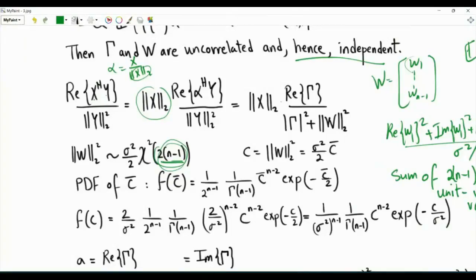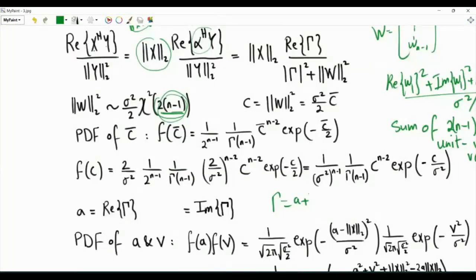The quantity of interest that appears in the mean squared error is the real part of alpha Hermitian y, that's gamma, so the real part of gamma, and in the denominator we have the magnitude of gamma squared plus the L2 norm of vector W squared. Suppose that gamma is equal to A plus iV, and so those are the real and imaginary parts of gamma.